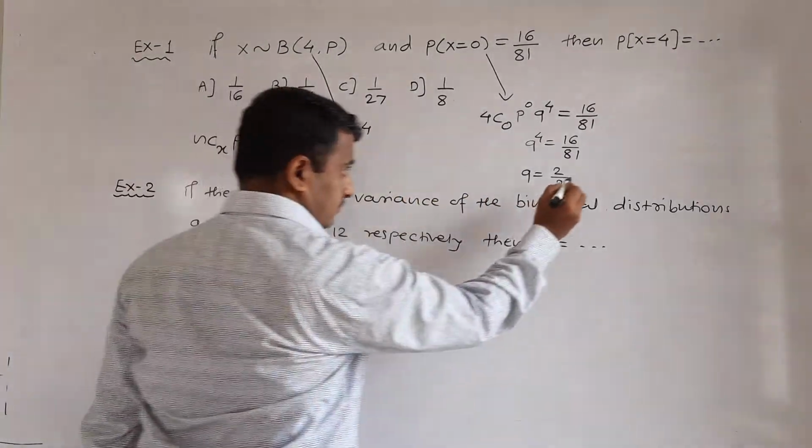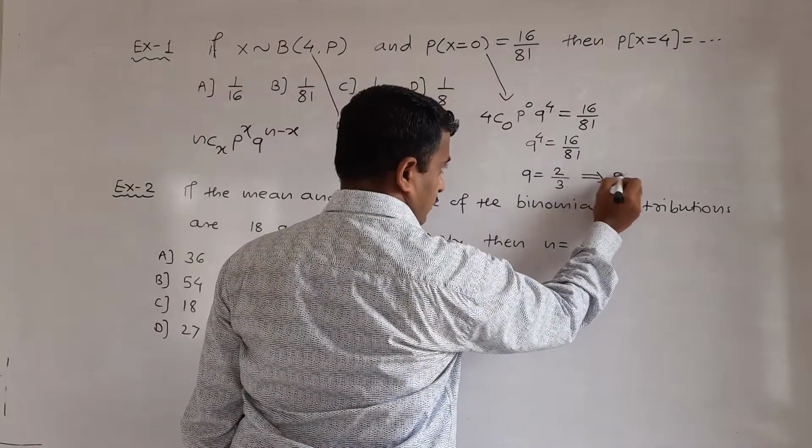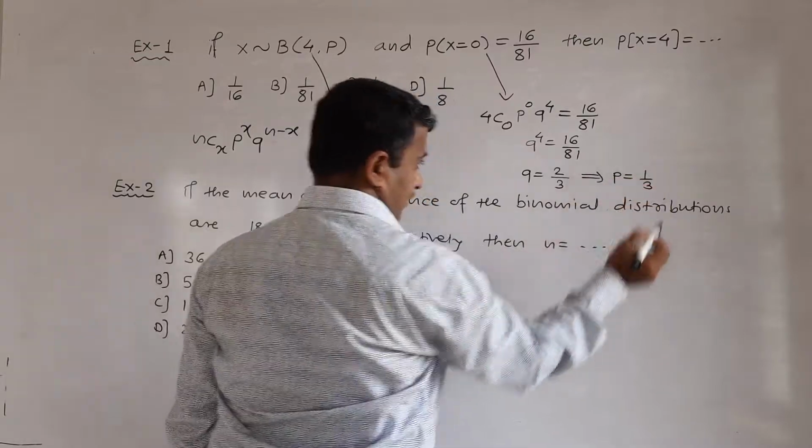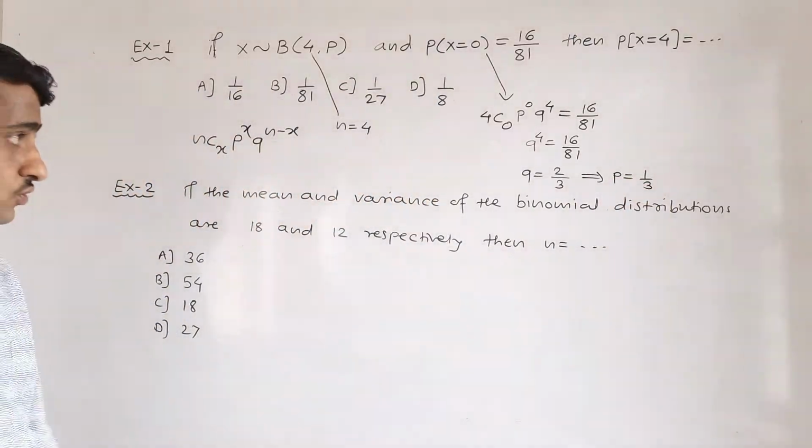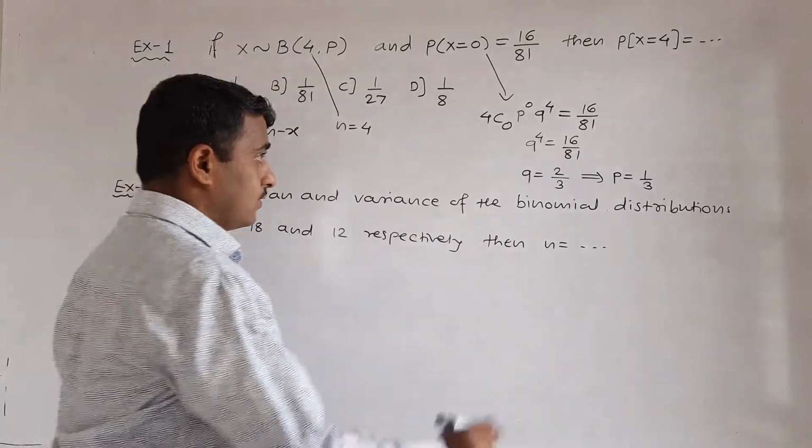q is equal to 2 by 3 and we know that p plus q is equal to 1, therefore p is equal to 1 minus q, it is 1 by 3. p is equal to 1 by 3.